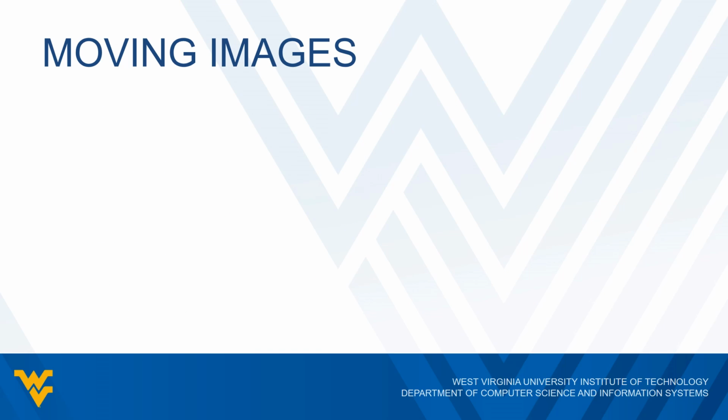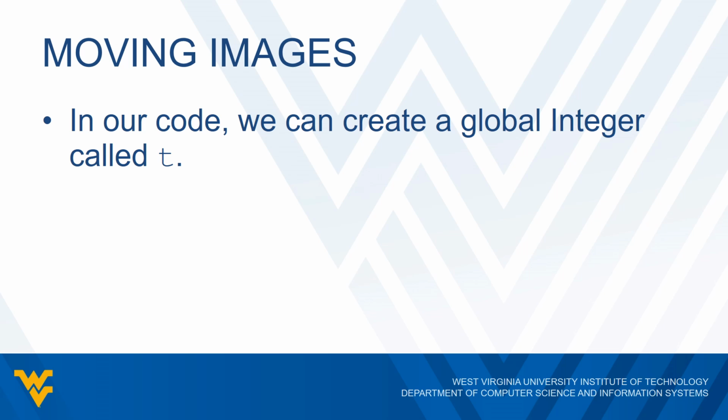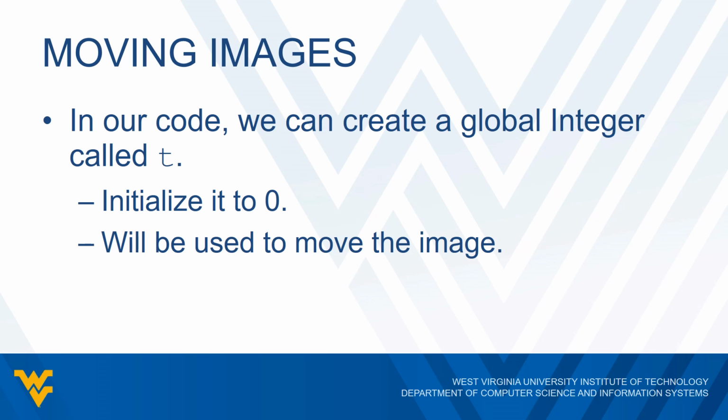The way we will move the picture is we have to do several things. But the main thing is we need to change the coordinates of our picture so that every second we change the horizontal part of it, the x coordinate of our picture. So the way we're going to do that is in our code, we're going to create a global integer, which we're going to call t. Initially, this will be 0, and we're going to use this to move the image. So we'll do something with the value t every second. This is kind of like our timer value.